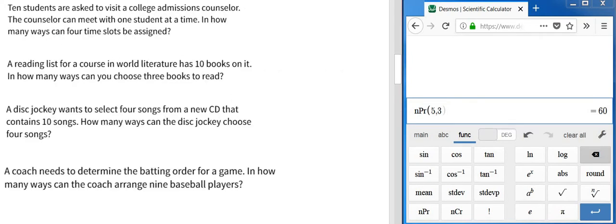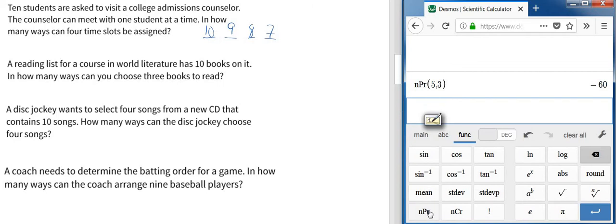10 students are asked to visit a college admissions counselor. The counselor can meet with one student at a time. How many ways can 4 time slots be assigned? So here's one way to picture it. Imagine if I listed out 4, well, how many students could come here? Oh, 10. Then there'd be 9 left, 8, and 7. So another way to do that, right, is a shortcut. You could just multiply those out.